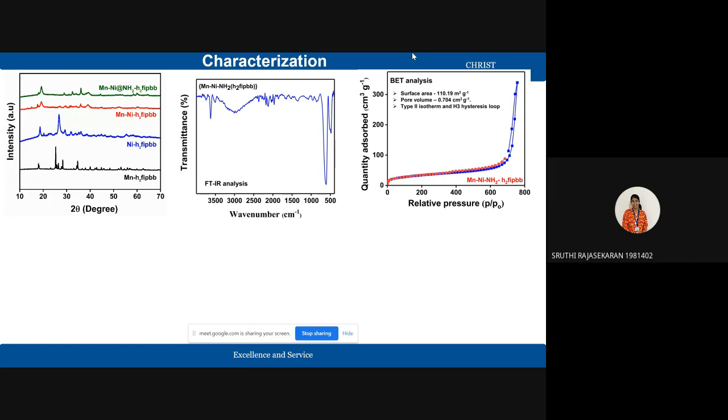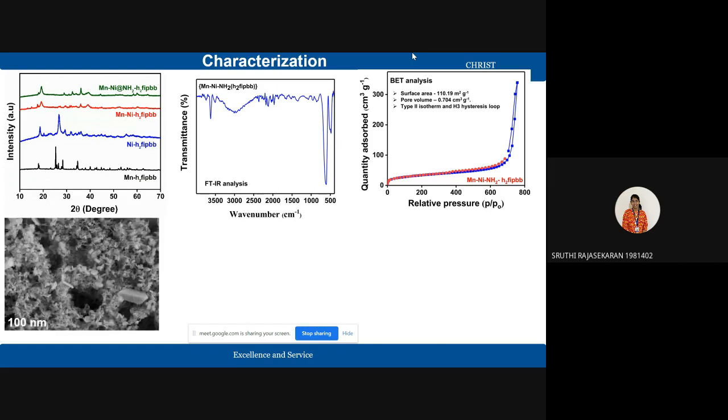From the BET analysis, we could see that our material exhibited a type 2 isotherm with a surface area of 110.9 meters squared per gram, with a pore volume of 0.704 cc per gram. With that, we could see that the amine functionalization has helped in increasing the surface area.